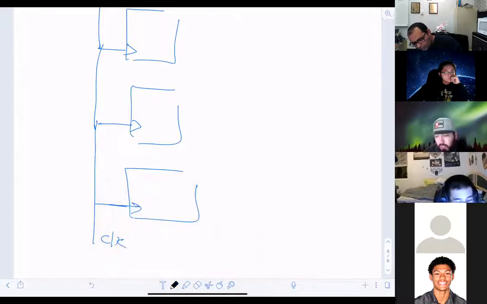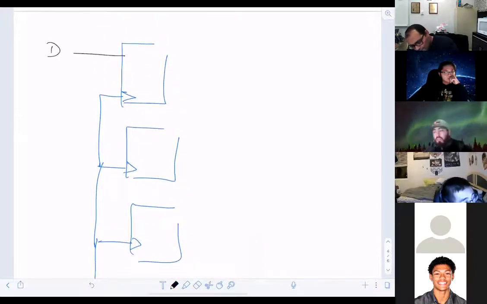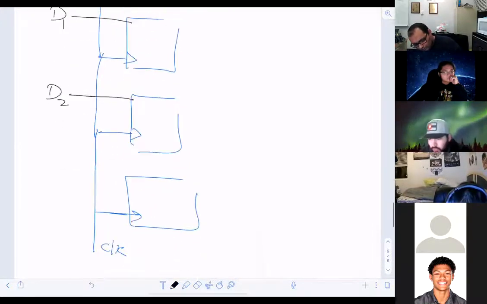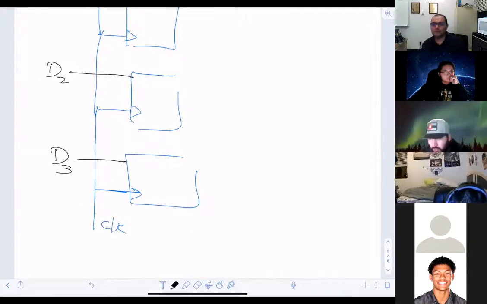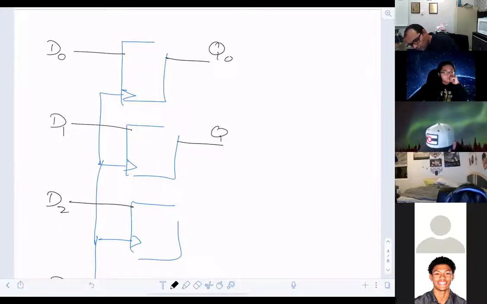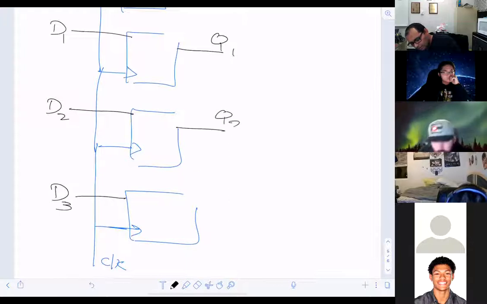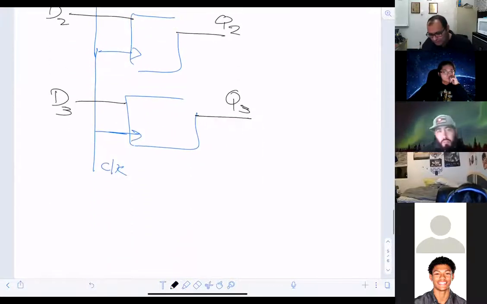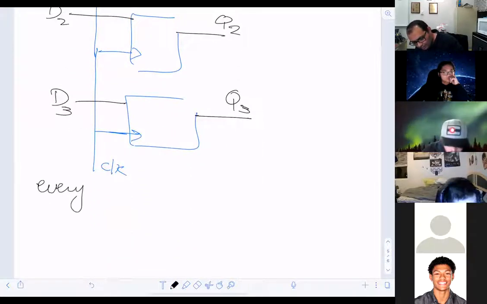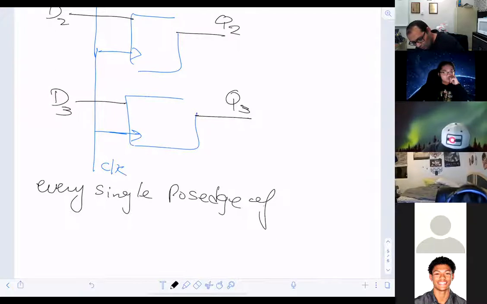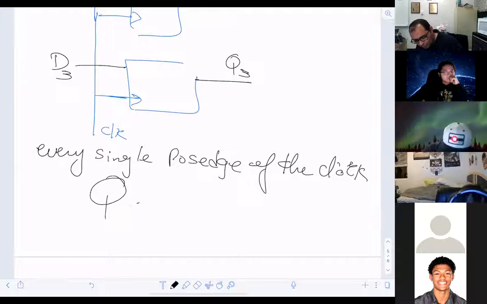Then I will just go ahead and do it like this: D0, D1, D2, D3. Then I will have Q0, Q1, Q2, Q3. What I'm literally doing here is basically, every single positive edge of the clock, Q will equal D.